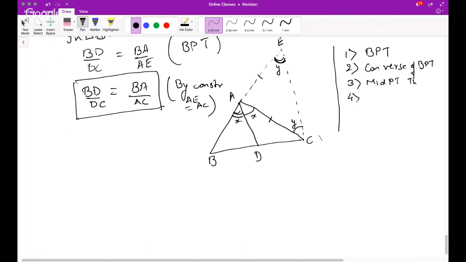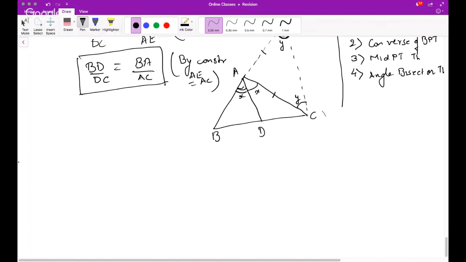Fourth, what did we learn? We learned the angle bisector theorem. So please remember these theorems and always keep them in mind whenever you are solving problems. Now let's move on to the concept of similarity.